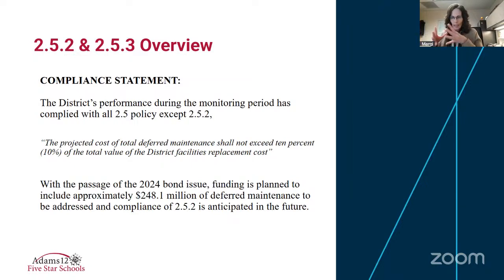But we are tracking data a little bit differently. CostLab didn't allow us to track all data. So now we're tracking more data in the system, which definitely makes our replacement value and deferred maintenance go up. So just be prepared next year for those changes.